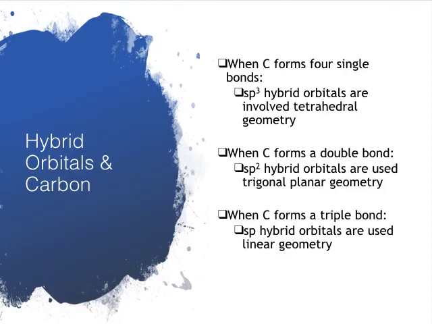So let's take a look at hybrid orbitals in carbon as a summary. When carbon forms four single bonds, sp3 hybrid orbitals are involved in tetrahedral geometry. When carbon forms a double bond, sp2 hybrid orbitals are used, and we have a trigonal planar geometry. When carbon forms a triple bond, sp hybrid orbitals are used in linear geometry.